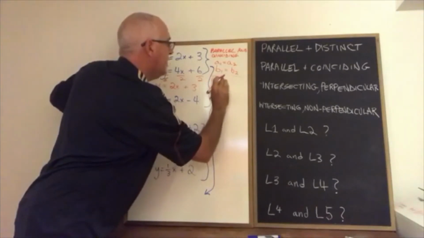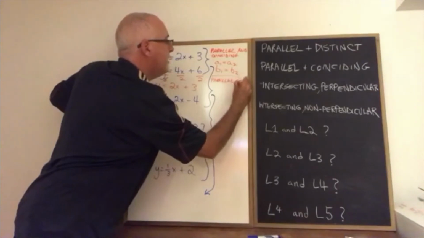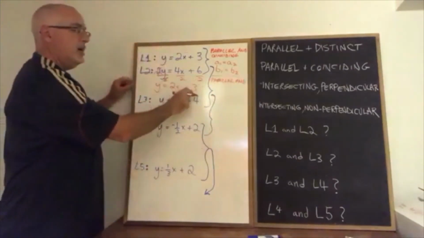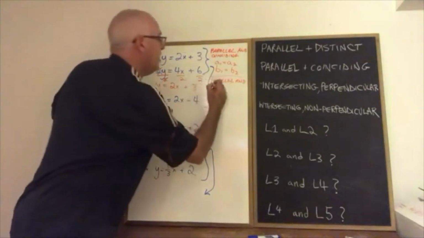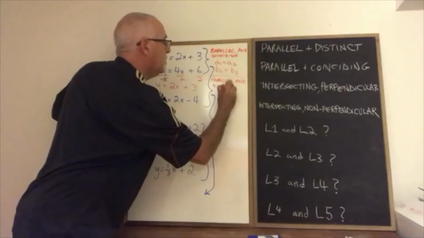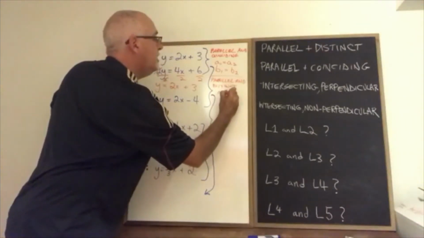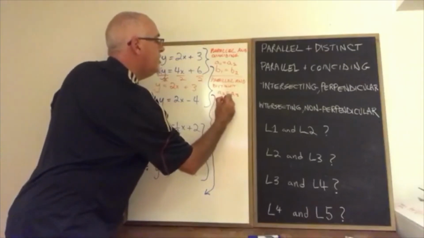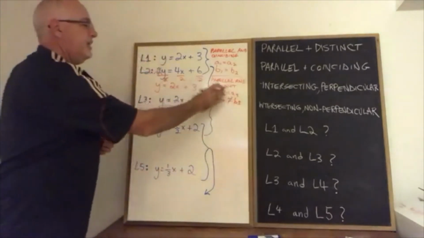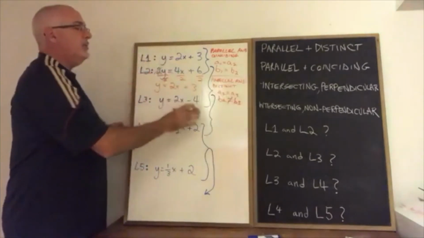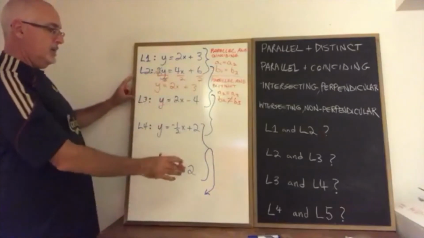I'll try to spell it right. But this time the y-intercepts are different. The b's are different, so they are not parallel and coinciding. They are parallel and distinct. And why? Because A2 equals A3, but B2 does not equal B3. I have enough information to not only prove they are parallel, but also distinct. I have answered the second question.